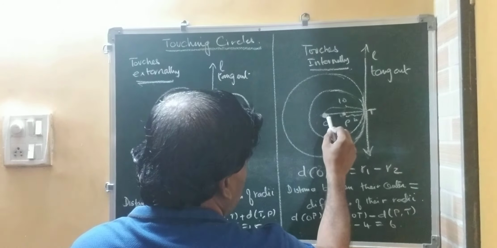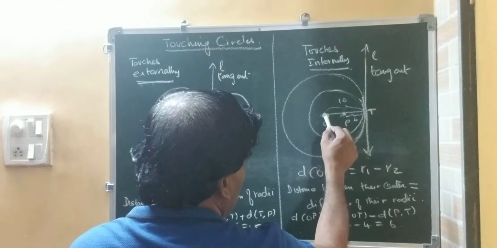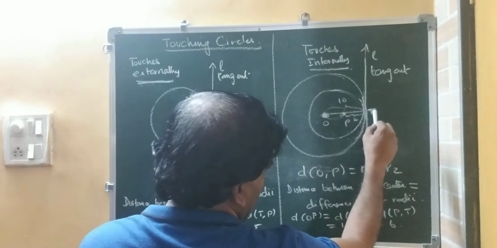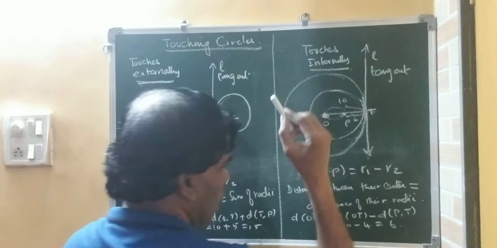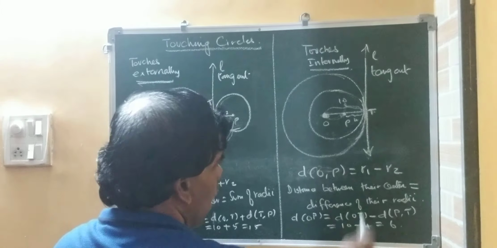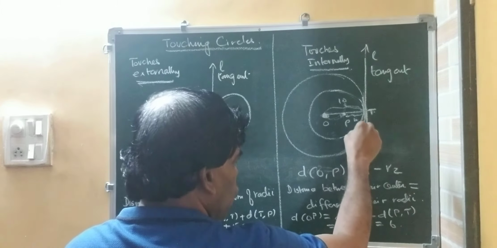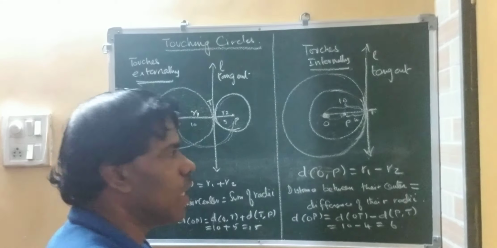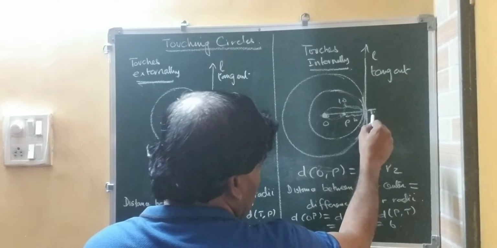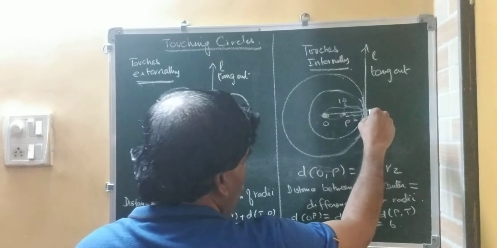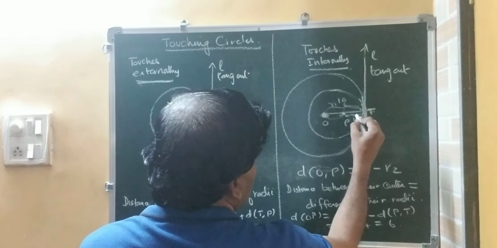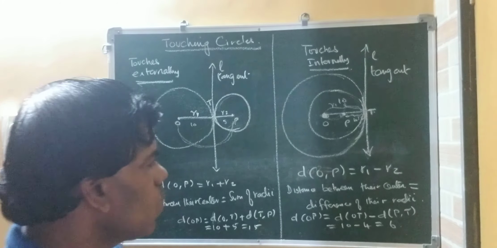Then what is the distance between the centers of these two circles if they touch internally? OP. So how will you get OP? OT minus PT. Suppose the radius of the bigger circle is 10 and the radius of the smaller circle is 4, then what will be the distance between them? 6. That means OP equals OT, that is, the radius of the bigger circle minus the radius of the smaller circle. Right. So that's all.